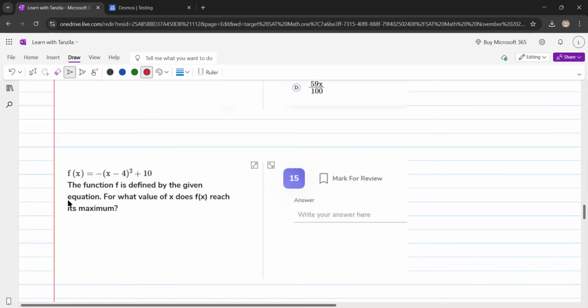Okay, we have question 15. It looks like we have a parabola. It is a parabola because you have an x squared term. For what value of x does f of x reach its maximum? We are talking about the vertex. In the vertex, what is our answer? For what value of x? We are looking for x, not y.